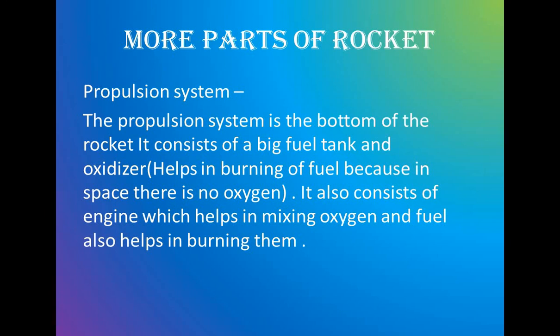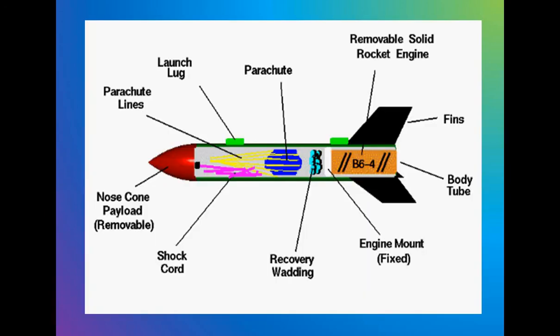Oxidizer is important because it is a tank of oxygen. The fuel can't burn, fire can't take place without oxygen. So oxygen is needed for burning. So the oxidizer is there, and both are big tanks which are installed in rockets, and it also consists of the engine, which mixes the oxygen and fuel and burns it. The oxygen and fuel are mixed through a pipe, and what the main engine does is burn them and produce great heat and pressure.